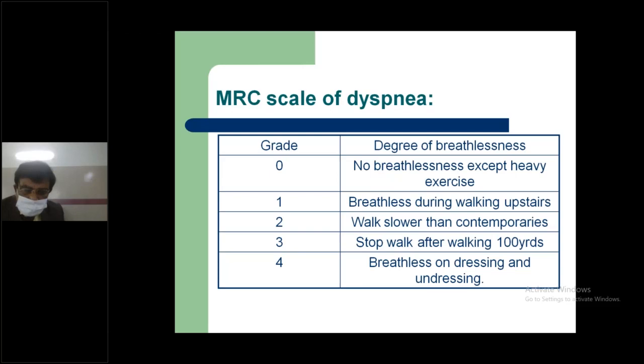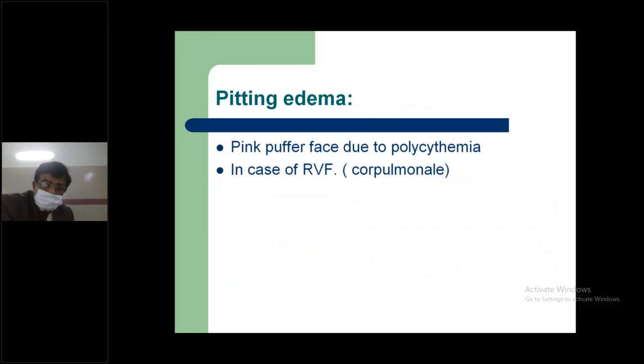Pitting edema. Pitting edema usually occurs in right ventricular failure, and that occurs in cor pulmonale. And if a patient has a pink, puffy face, that indicates the patient is suffering from polycythemia, and usually polycythemia occurs in emphysema. So in a patient of COPD, you can detect by looking at the face whether the patient has a pink face with dyspnea, that indicates emphysema.